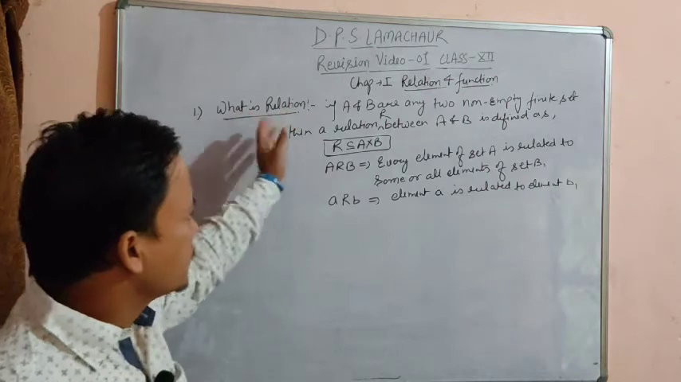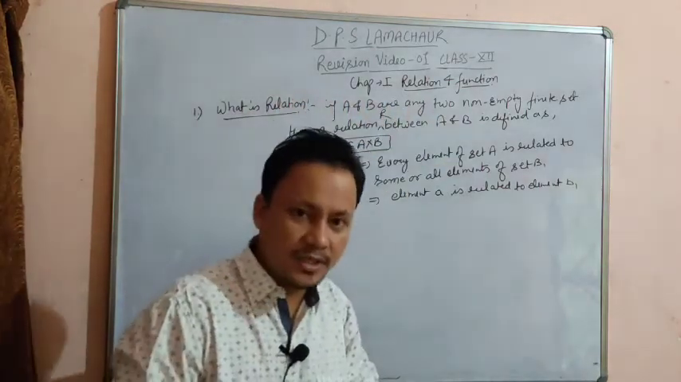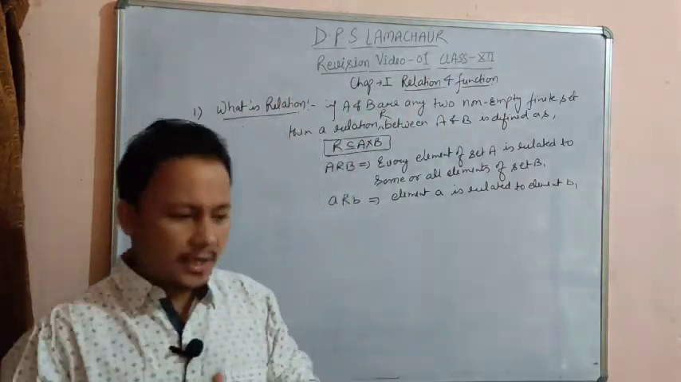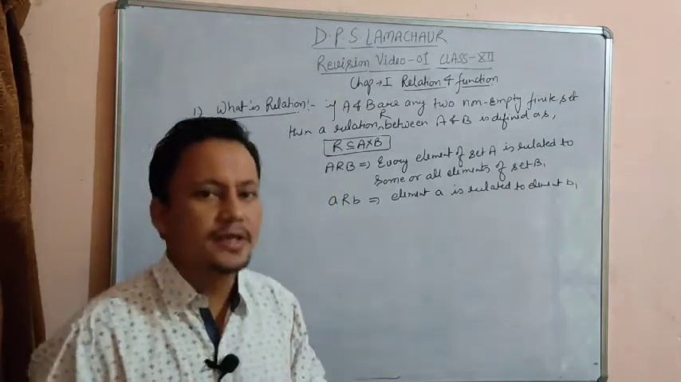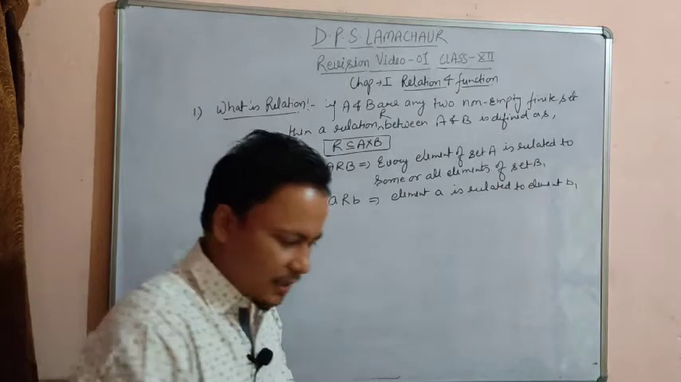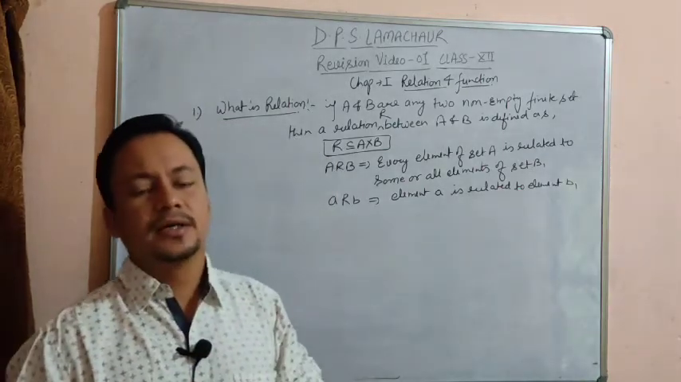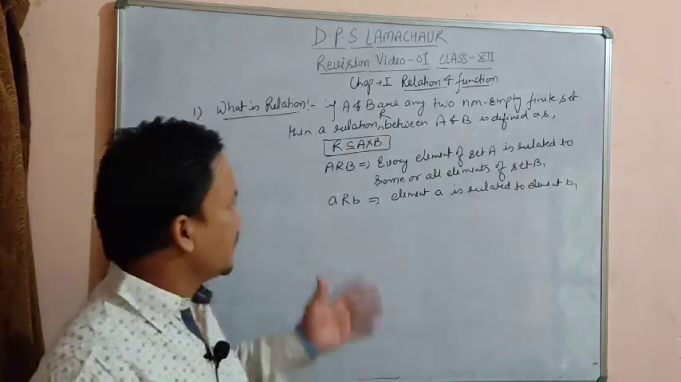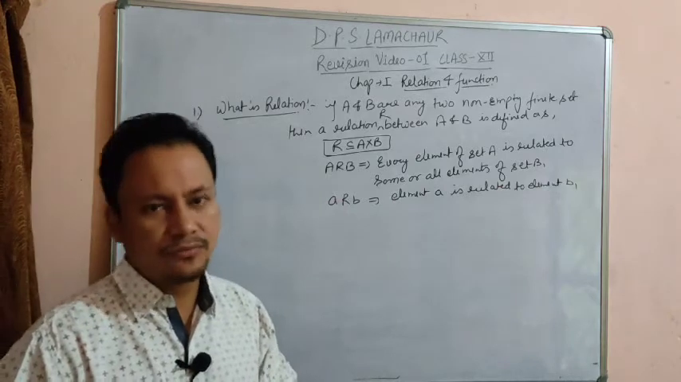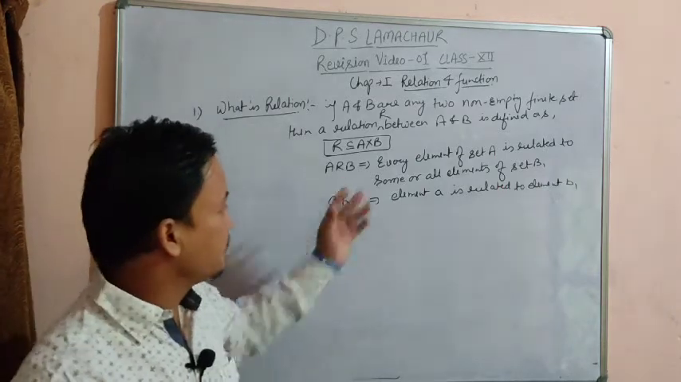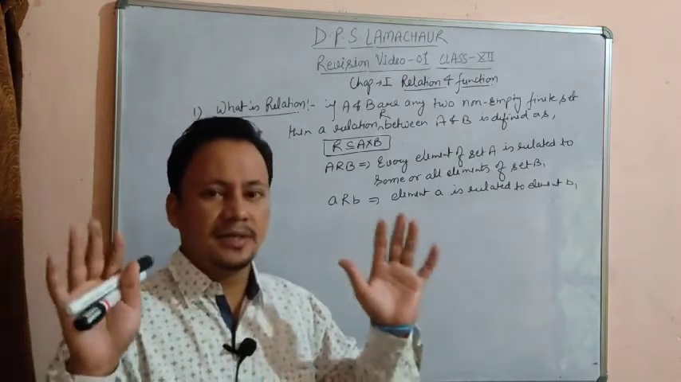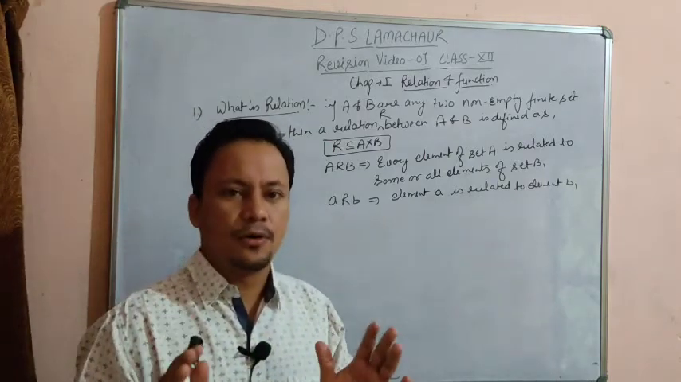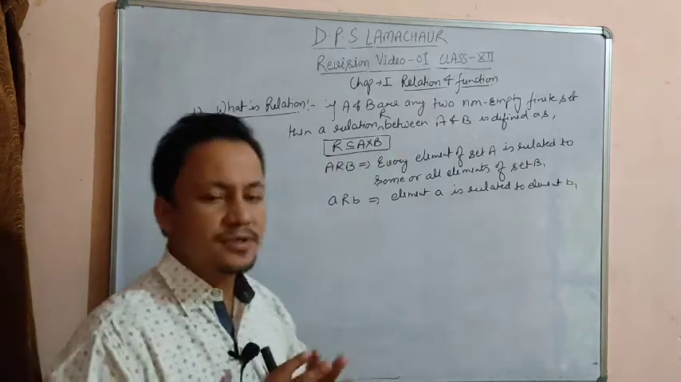For a relation to be defined, we need at least one set. We can define a relation in one set, and we can also define it in any two sets. When we have two given sets which are non-empty and finite, just like A and B, then what is the relation between A and B? The relation between A and B is that it should be a subset of the Cartesian product A cross B.